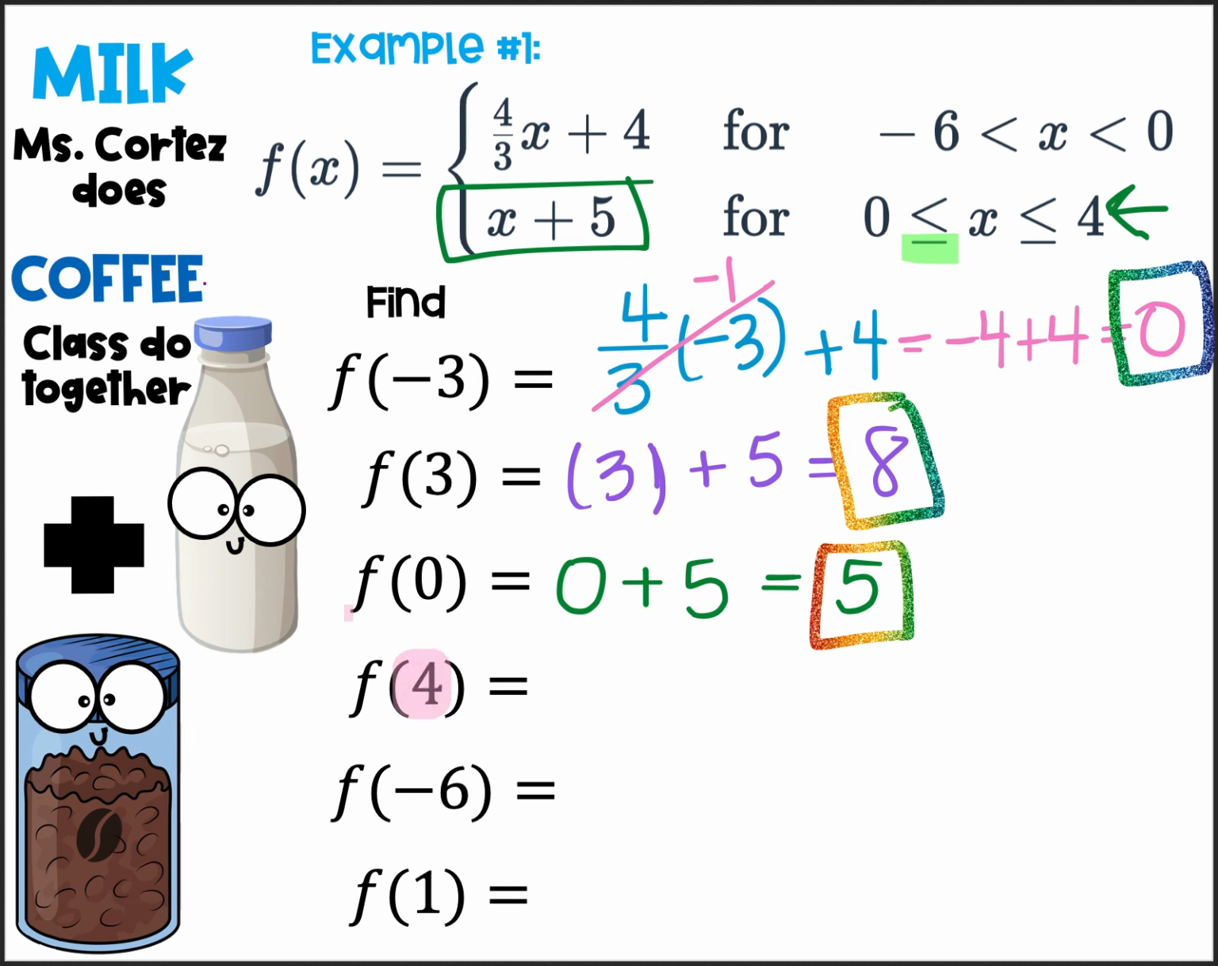Now let's do f of 4. In which interval does 4 land? On the second interval from 0 to +4, inclusive. So I will use the function x + 5. 4 plus 5 equals 9.